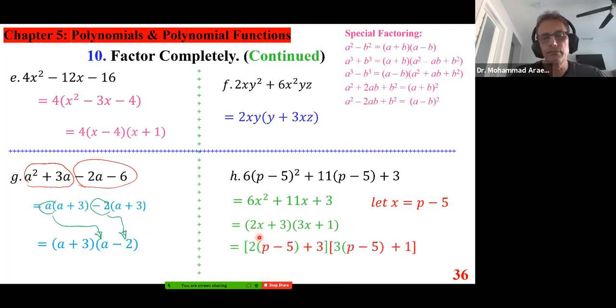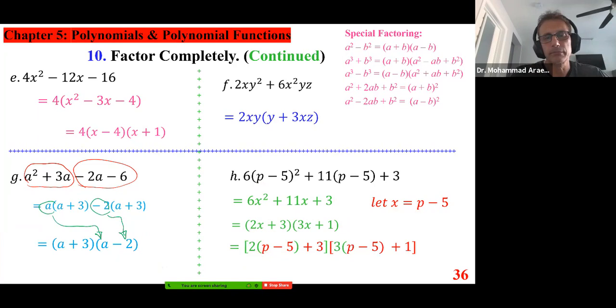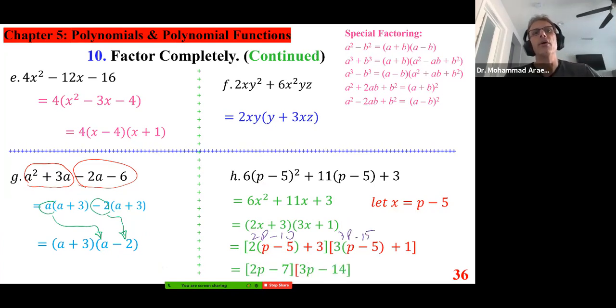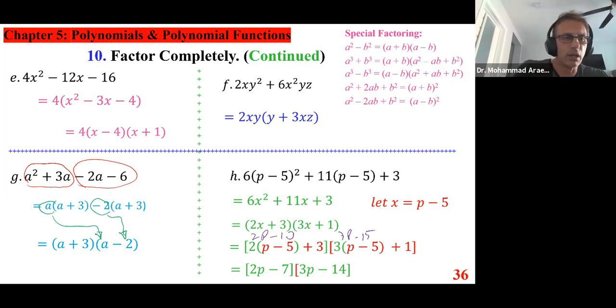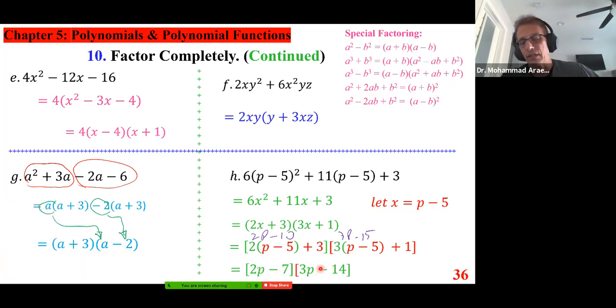So we just apply the 2. We get 2p minus 10 here. We apply the 3, we get 3p minus 15 here, and we combine the terms, and we end up with the following. 2p minus 7 times 3p minus 14 is the last answer. By the way, because of the substitution we did, we must look at it one more time in case there's a common factor here you take out, a common factor there you take out. We don't have any.